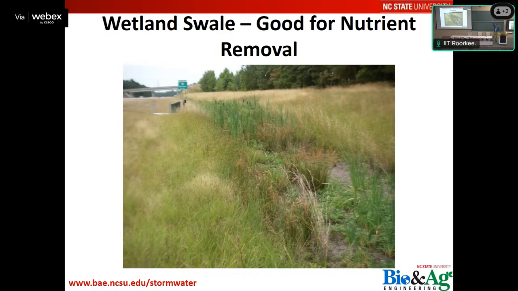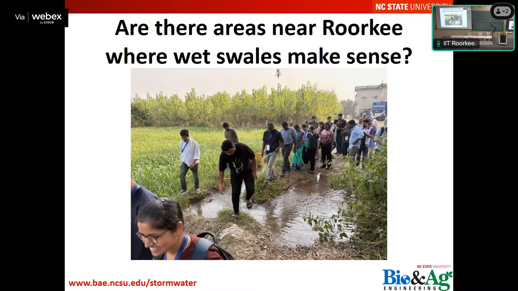Let me help influence your vote. How many of you think that you could put wetland swales in and around Roorkee? Every hand should go up because you have some wet areas around here. High water tables, all right? They're obviously generally flat. I'm very proud that none of you got wet while crossing, or if you did, you kept it quiet. That's fine too. But yeah, this is a great place for wetland swales.